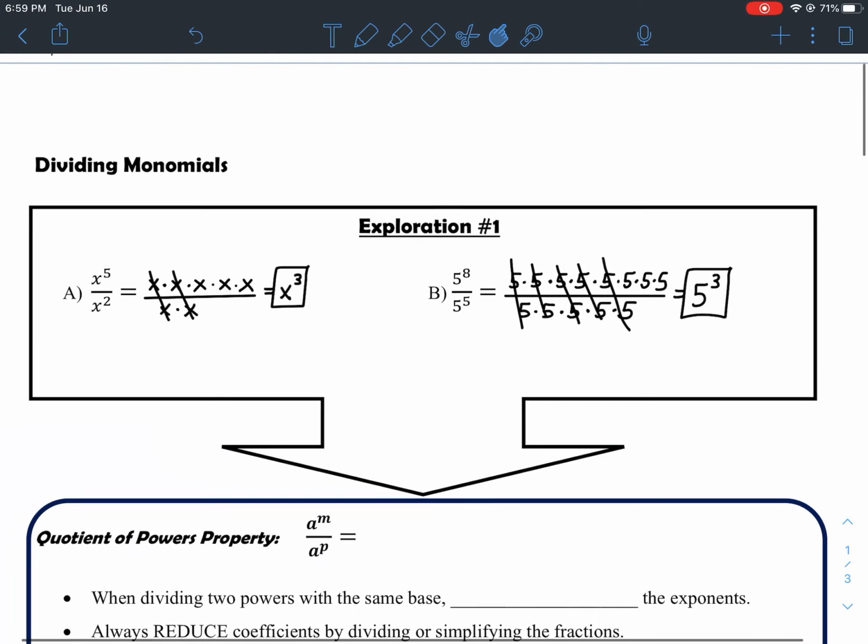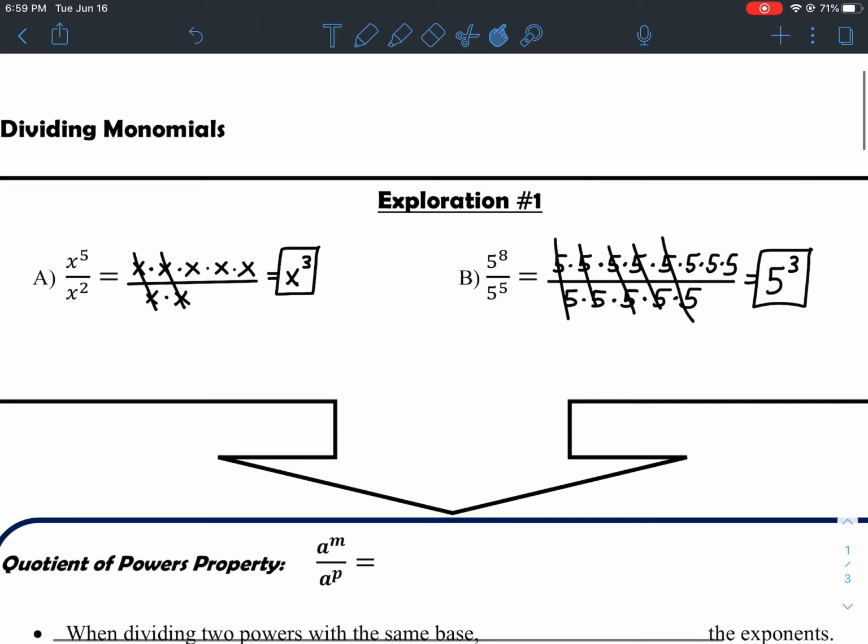Okay, so now taking a look at both A and B, what do we notice? Is there a faster way? Because say, for example, I had x to the 120th power divided by x to the 90th. I don't want to write out x 120 times. So there has to be a faster way.